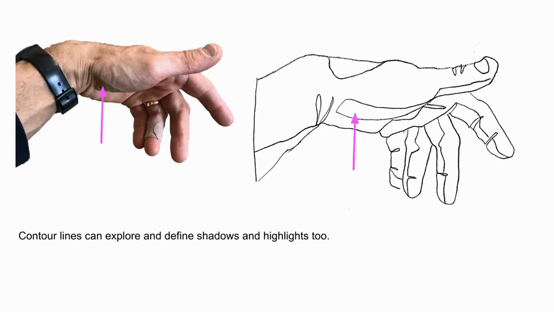The arrow on the left is pointing to a dominant shadow on the reference photo, and then the arrow on the right is showing that that shadow was outlined with a contour line. If you look carefully at the fingers, you'll also see some shadows that were outlined with contour lines there.